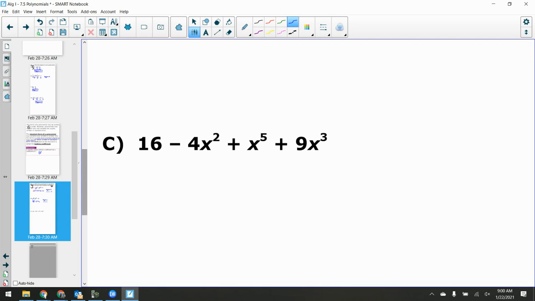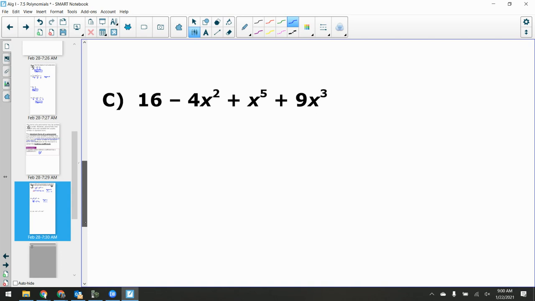Once you've got it written in standard form, identify what the leading coefficient is, and identify what the degree is as well. Okay, highest power is x to the 5th, right? So that should be written first. I like to cross them out as I go, just to make sure I don't miss any terms.